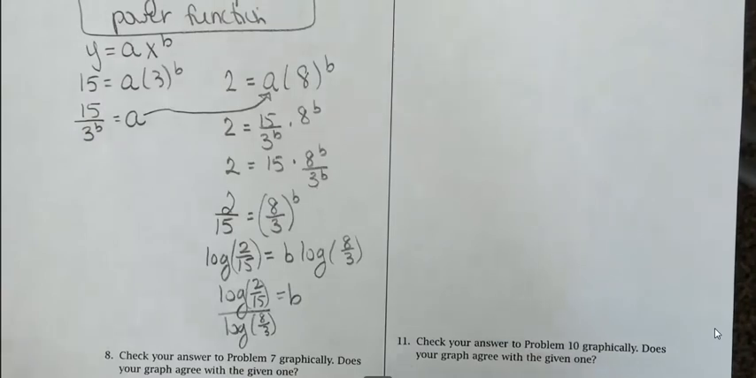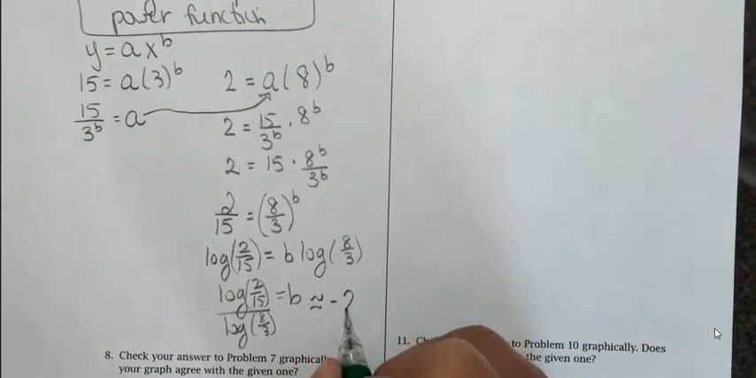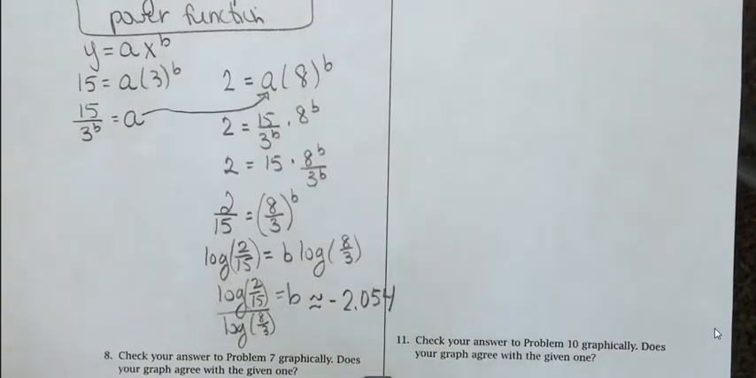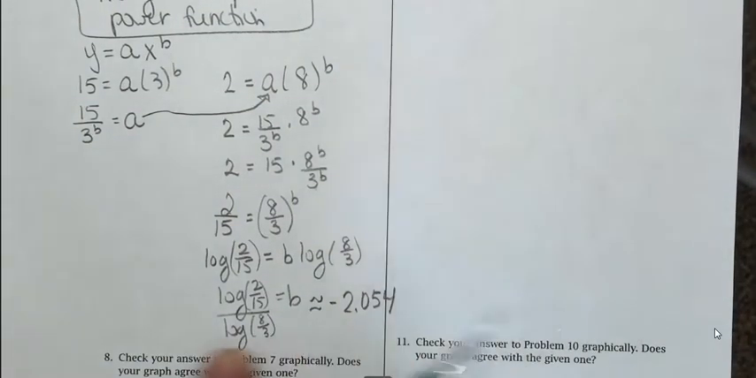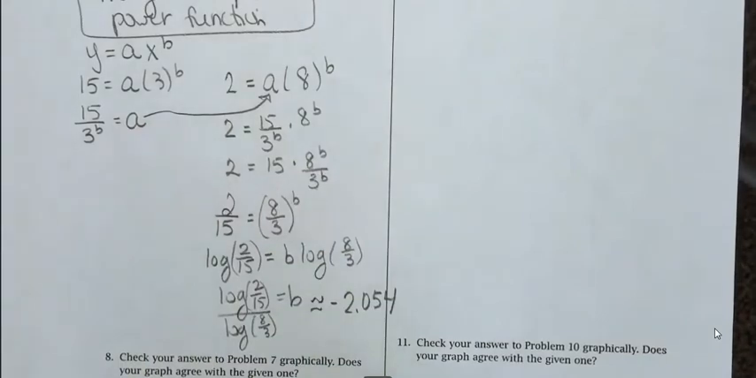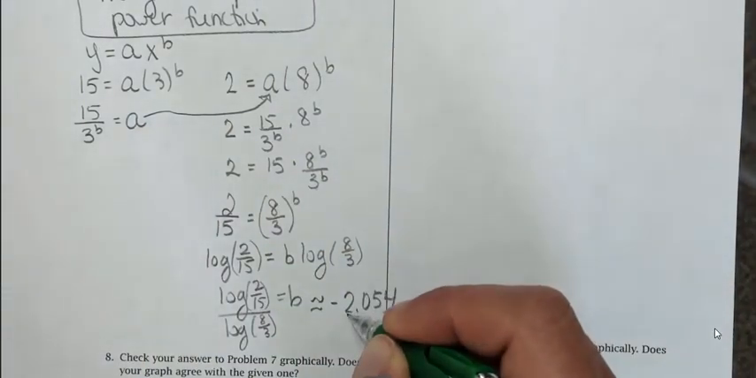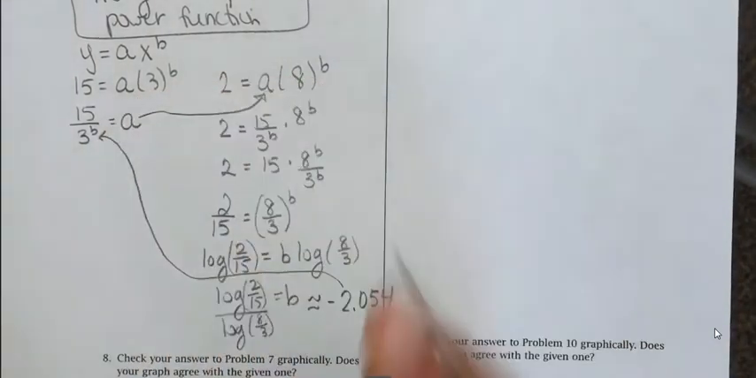And when you plug that all into your calculator, you get approximately negative 2.054. So now I'm going to take that and I'm going to plug it back in up here to A to figure out what my A is. Okay, so I'm going to take this. Let me just take this, plug it back in up here.